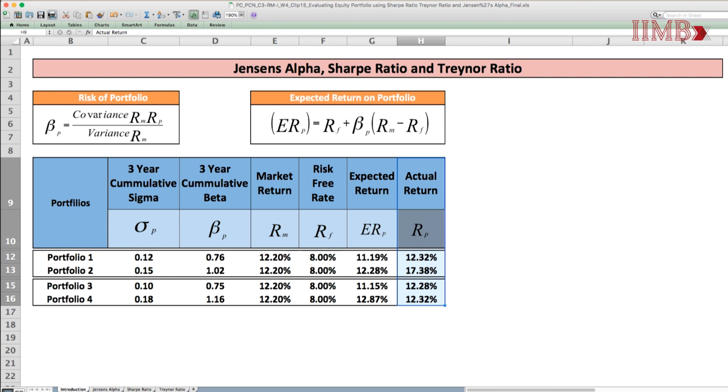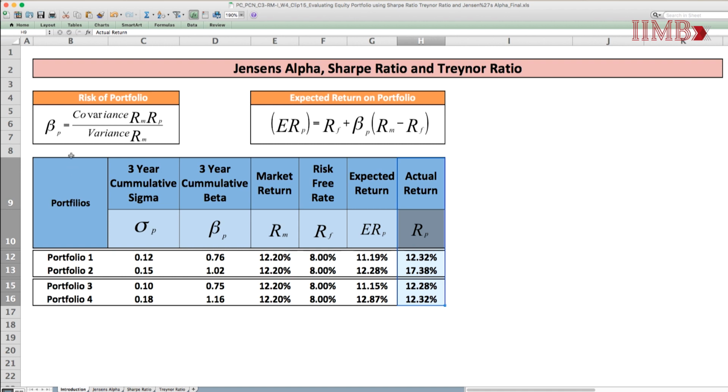So what you have on the screen now is a recap of the two formulas that we looked at: beta P equal to covariance Rm Rp divided by the variance Rm, and the expected return on the portfolio ERP is equal to Rf plus beta P into Rm minus Rf.